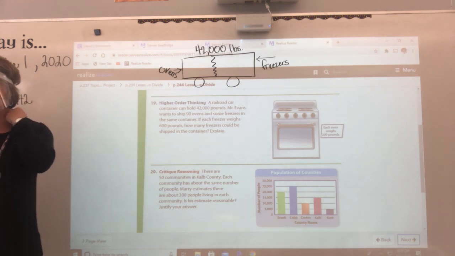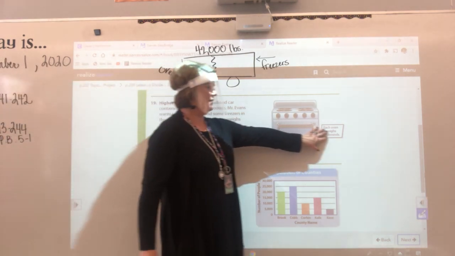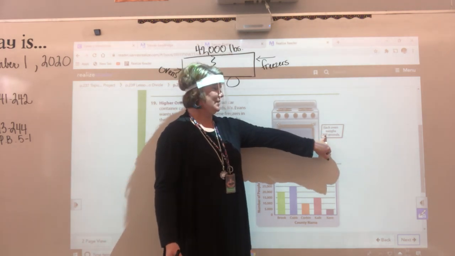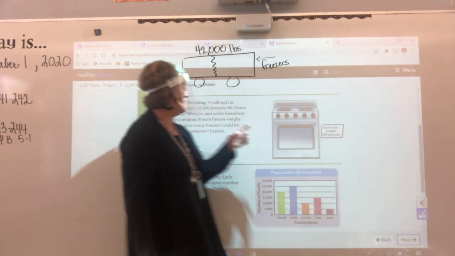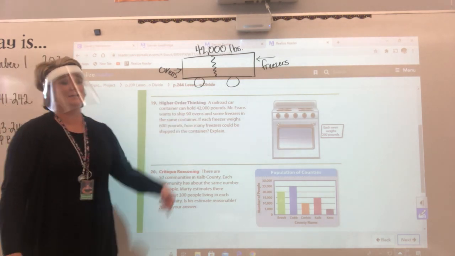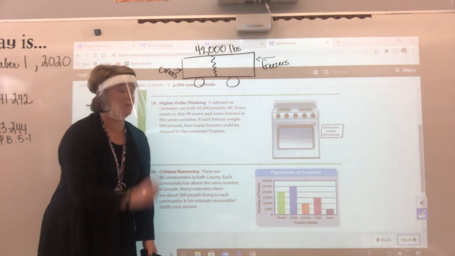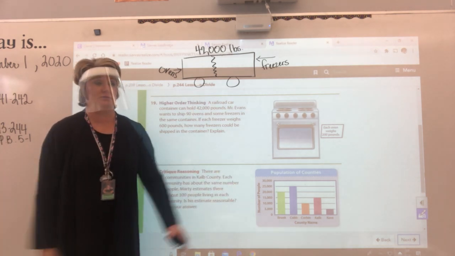So the first thing we've got to do is deal with the ovens first, okay? And they even gave us a picture, and they told me that each oven weighs how many pounds? 200. 200 pounds. And how many ovens am I going to ship? What does it say right here? 90. So Kiara, I want to hear from you. If each oven is 200 pounds, I got 90 of those. Tell me what to do.